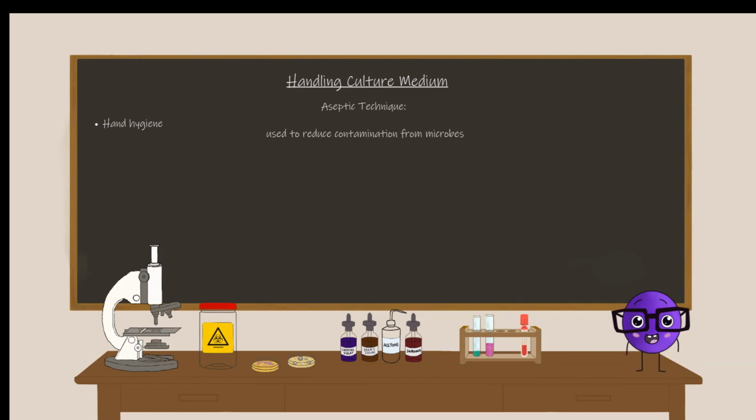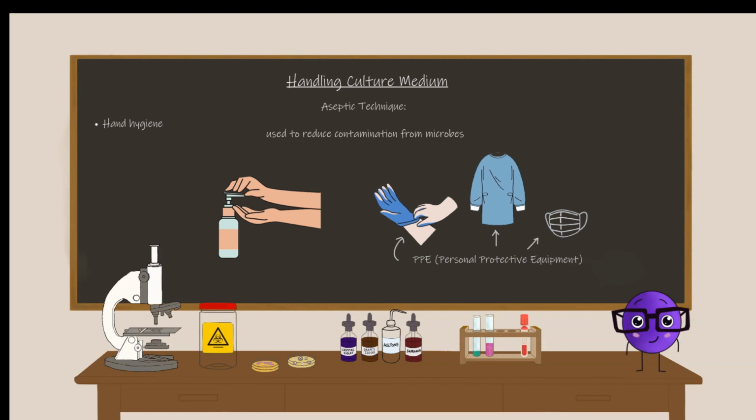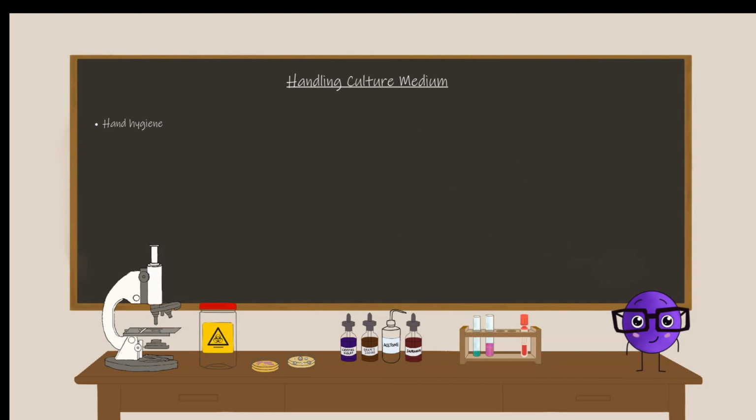Hand hygiene. Thoroughly washing our hands with soap and water before and after handling cultures. This also includes wearing the appropriate PPE, such as gloves, to further minimize the risk of contamination. Sterilizing equipment. Autoclaving glassware before reuse. Passing metal instruments through a flame to sterilize them before and after each use. Use of a Bunsen burner. Maintaining a flame in the vicinity of work areas to create a flow of air that keeps airborne contaminants away.